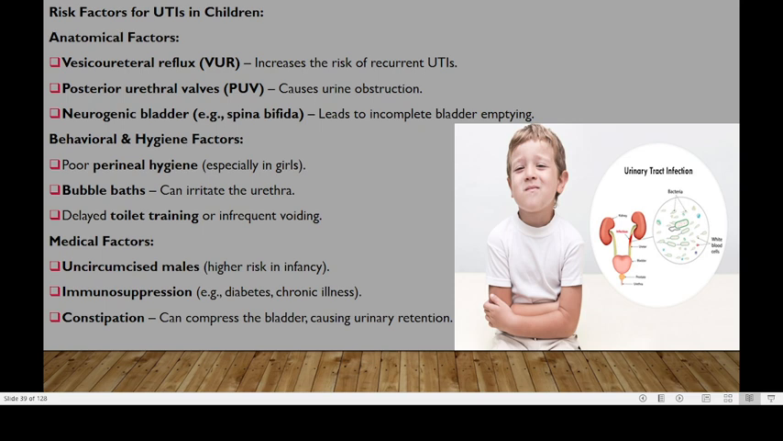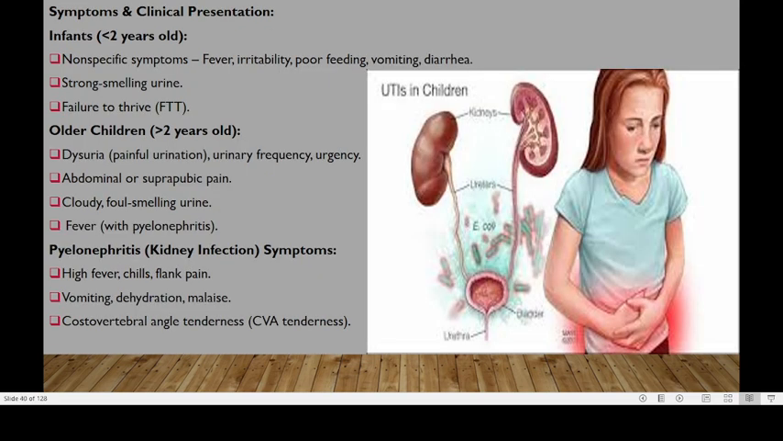For medical factors, we have uncircumcised males, who have a higher risk in infancy, and immunosuppression, like in someone with diabetes or chronic illness. Constipation can compress the bladder and cause urinary retention.